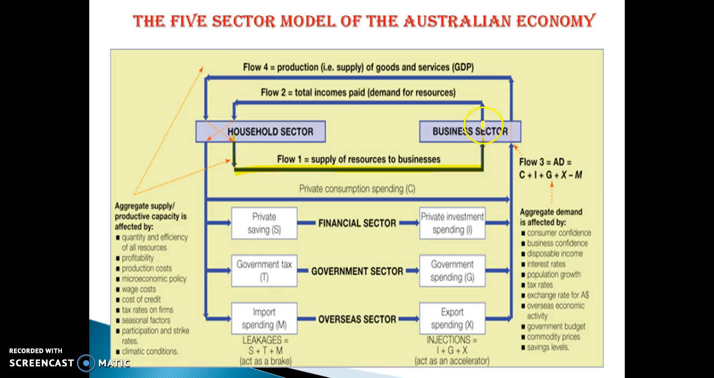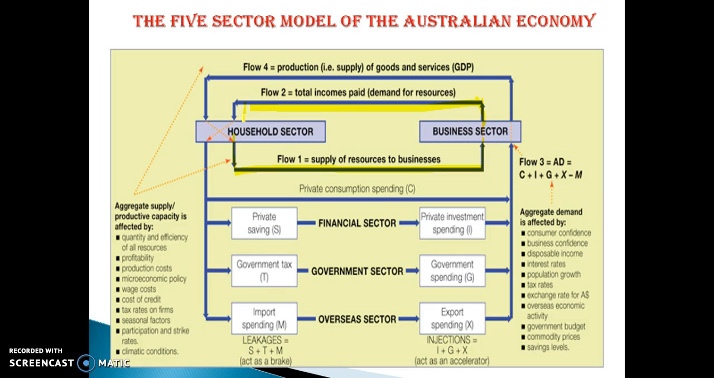The second flow, well, in exchange for those resources, we get paid an income. So people get paid a wage. Those that supply land will receive rent. If you're providing savings, then you'll receive interest. So income includes all of these things. So flow 2 is the flow of income. We supply our resources, flow 1, from the household to the business sector. Then the business sector essentially pays people, and that flows back to the household sector.